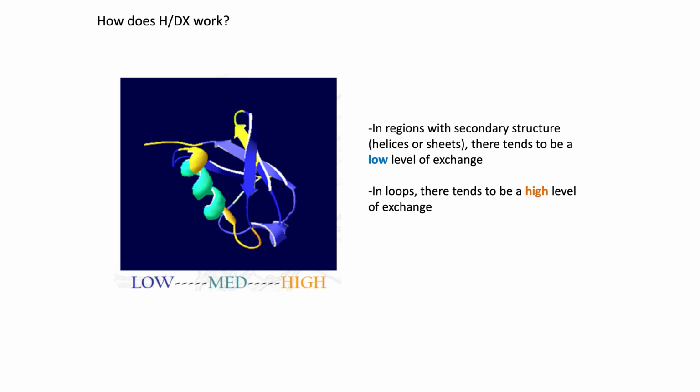Today we're going to talk about structural mass spectrometry approaches, and specifically hydrogen-deuterium exchange mass spec. Hydrogen-deuterium exchange is a methodology for looking at changes in protein flexibility and protein conformation. In the method, regions with secondary structure, such as helices or sheets, tend to have low levels of exchange, whereas loops tend to have a higher level of exchange. And so by incubating proteins with deuterium, there will be an exchange between the proton and deuterium, and we can use mass spec to look at the difference in uptake of deuterium for protons.